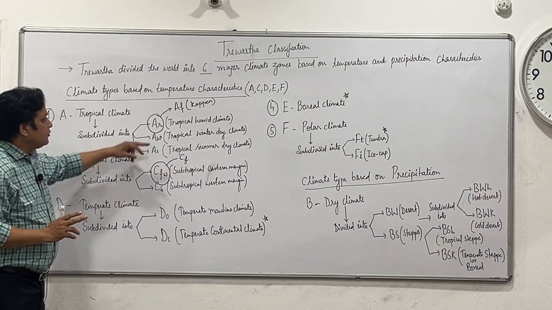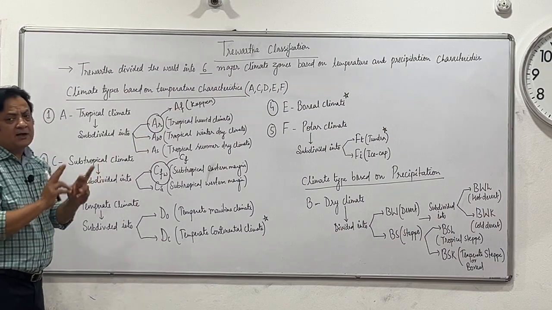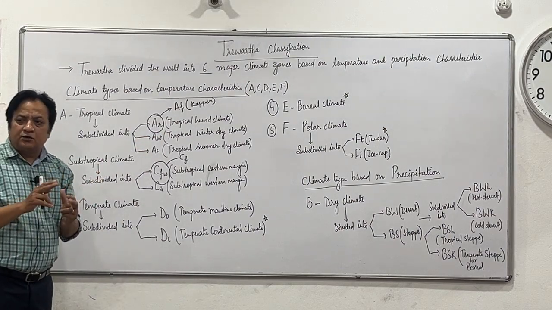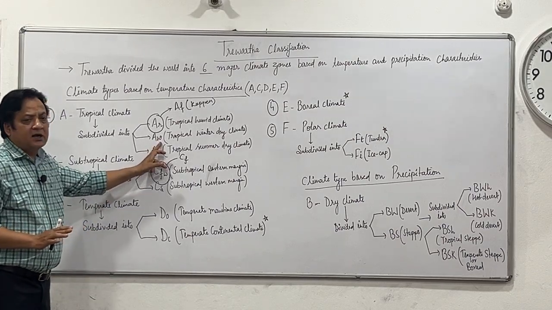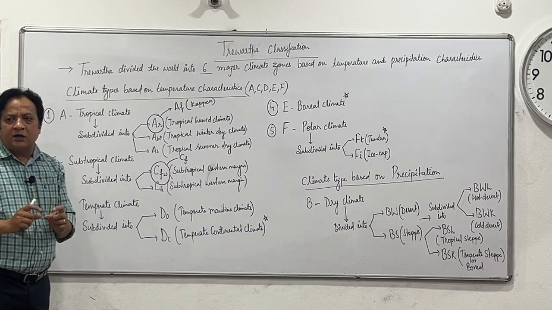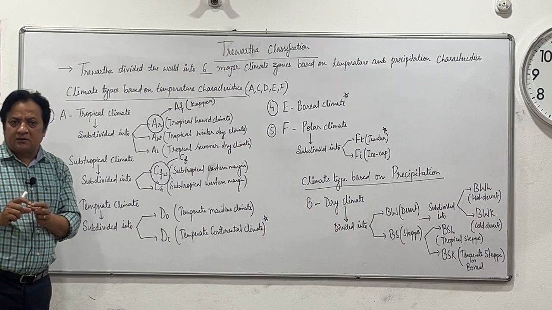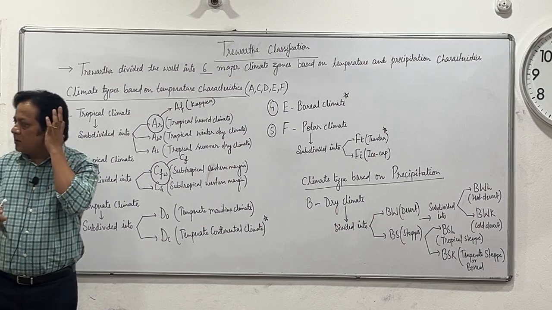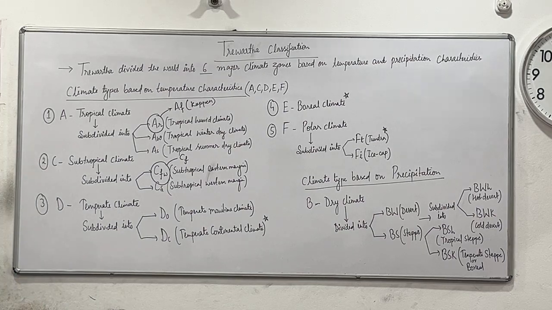Now come to this one, AW, tropical winter dry climate. This is your savanna type of climate. And Trewartha too has accepted that yes, this is your savanna type of climate where we have winter dry conditions. That means this is one climatic type which is found in the interior part of the continent, which has intense convectional activity during summer, and that leads to some amount of rainfall during summer. But that amount of rainfall is very less, right?